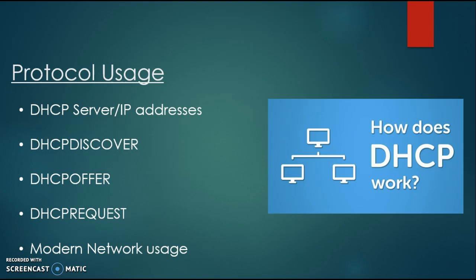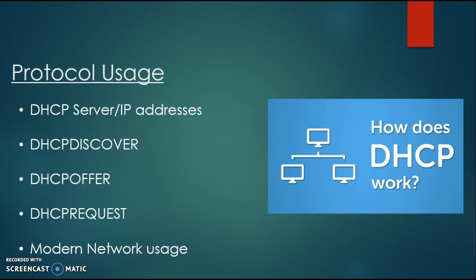The process goes something like this. Once a device has been turned on and connected to a network that has a DHCP server, it will send a request to the server, which is called a DHCP discover request. This request acts as an IP address lease.